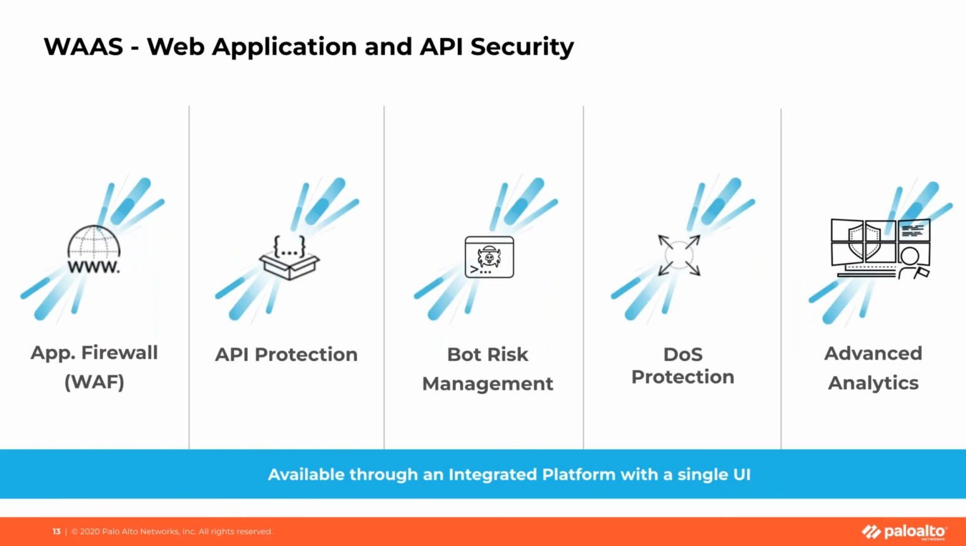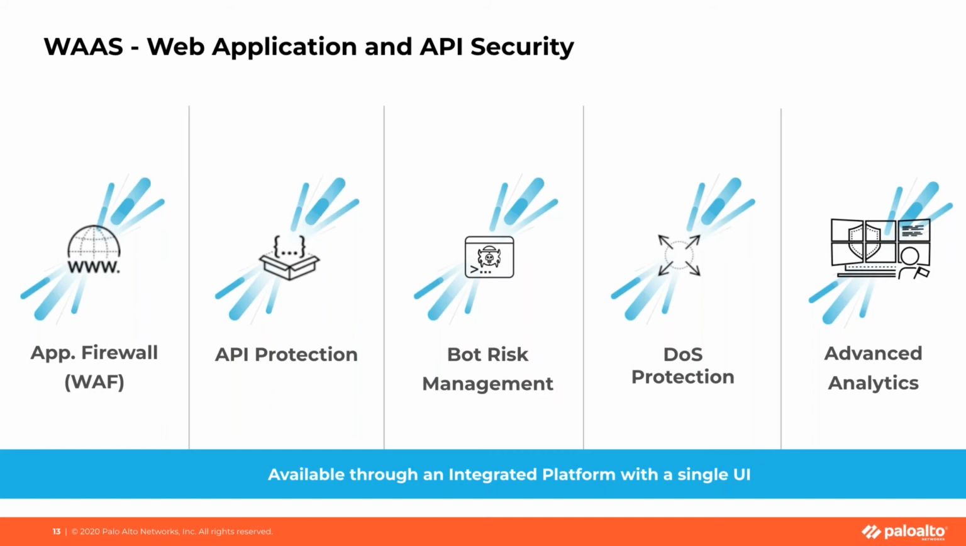So as I mentioned, our web application and API security, which we abbreviate as WAAS, is part of Prisma Cloud's workload protection. We call that Prisma Cloud Compute. And it provides the following protection capabilities via Layer 7 traffic inspection. So we have an app firewall that would protect against all of the OWASP top 10 threats, such as code injections, command injections, XSS, SQL injections, etc.